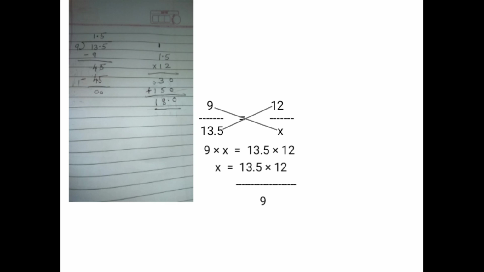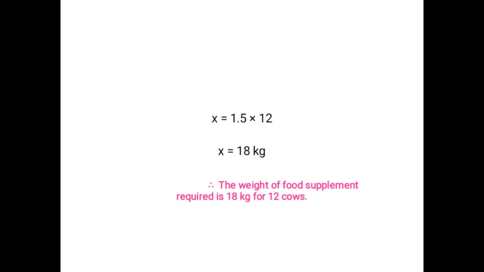13.5 upon 9, divide first. The quotient is coming 1.5. And then afterwards you multiply 1.5 into 12. The value of x is 18. X is equal to 1.5 into 12. X is equal to 18 kg. Therefore, the weight of food supplement required is 18 kg for 12 cows.